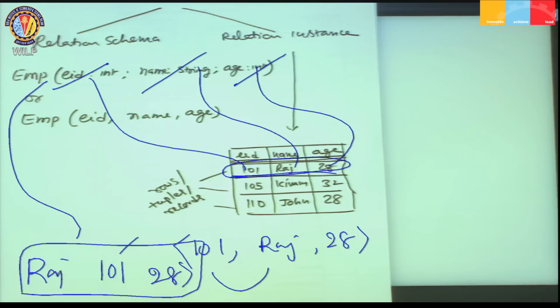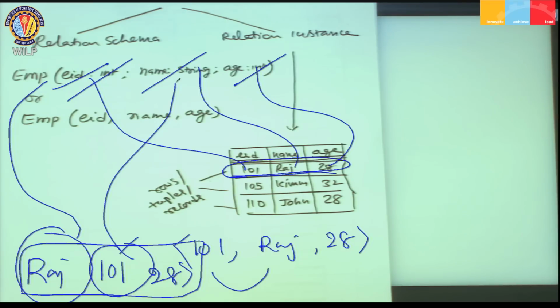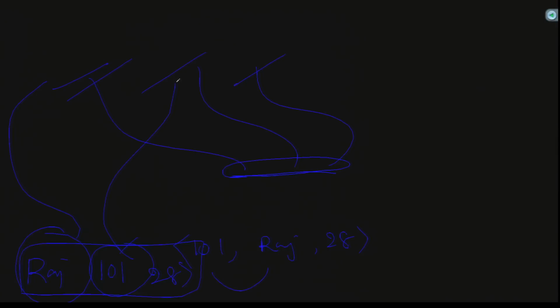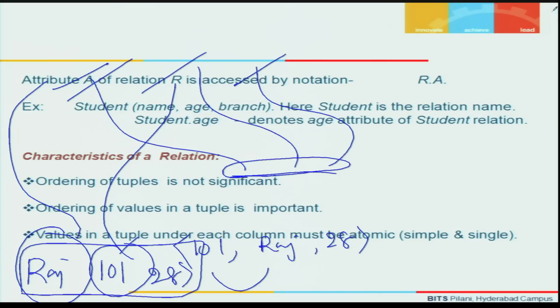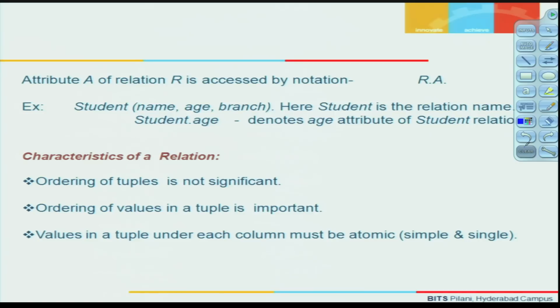And if you look at this, if I am swapping, if I am changing the order, the first one, according to the structure of the relation schema, should be of type integer, but I am violating that here. It is of type string, which is not correct. And the second one should be a string type, but it is integer, which I am violating here. So that's why the ordering of values in a tuple is very, very significant, whereas the ordering of tuples in a relation instance or a relation is not significant.